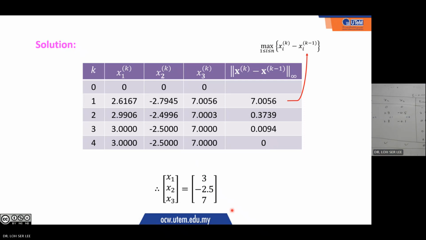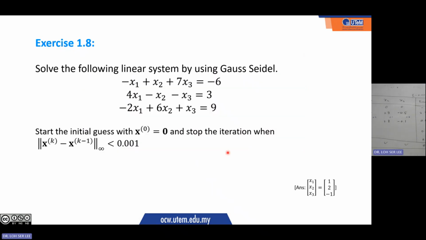Now we try this. Check for the strictly diagonally dominant criteria. Then form your iterative sequence.